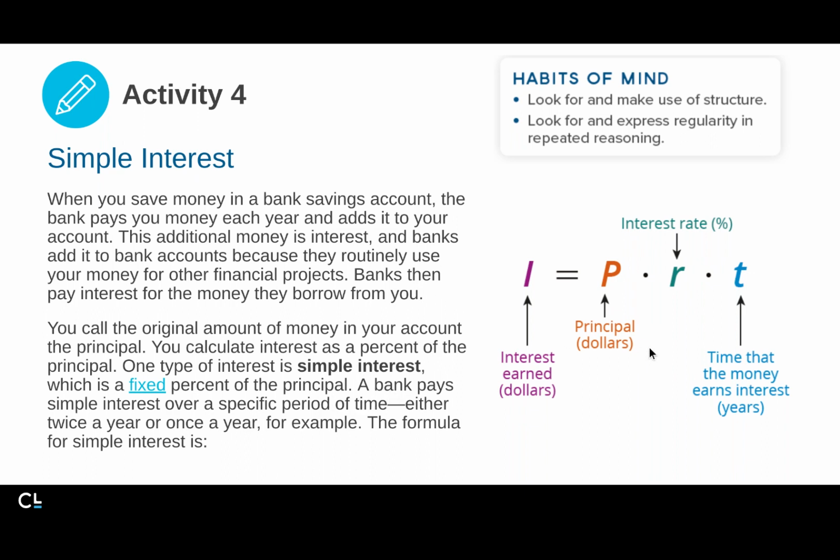So here's our formula. I, interest earned dollars, which we don't know, equals the principal dollar amount, which is the amount that's there, times the interest rate, which the bank or the credit union establishes, over a specified amount of time, which is also established by the credit union or the bank. Okay. And it's usually going to be years or months or something like that.